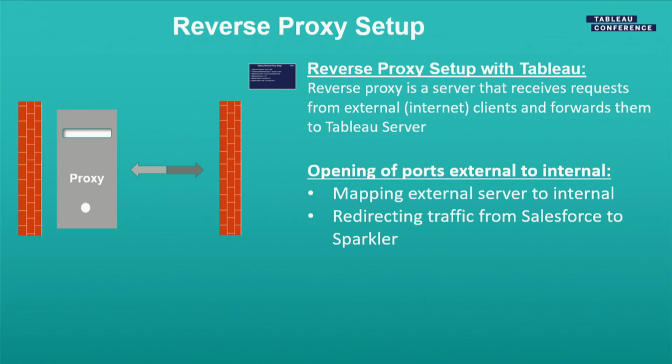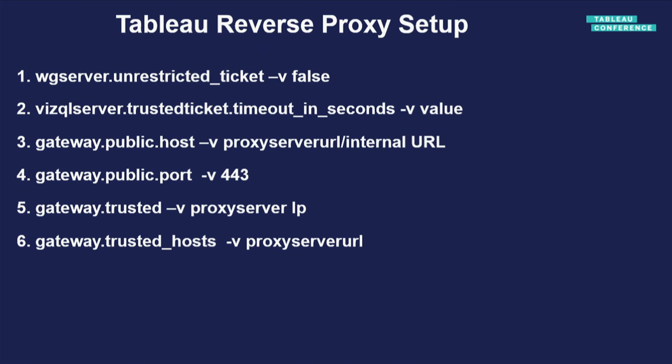Now how do you set up this reverse proxy server? The number one setting, which is very important from a security point of view, is unrestricted ticket equal to false. When you expose a view in Salesforce, you want your sales rep or whoever is accessing it to be limited to only that view. He should not be able to access other resources. If he navigates here and there, he should not be able to see the other projects or other access that ID has. So you need to make sure that unrestricted ticket is set to false.